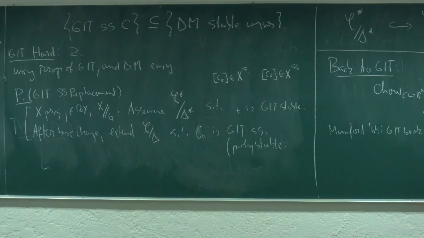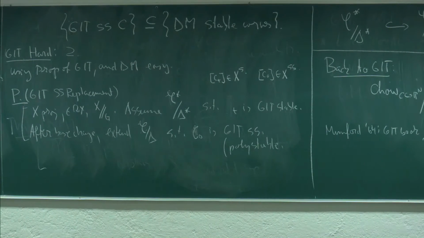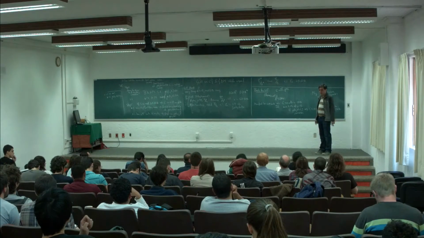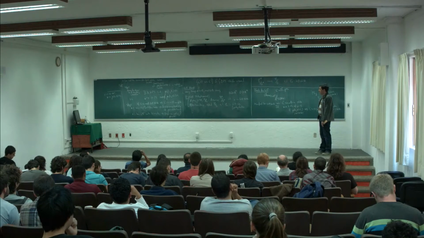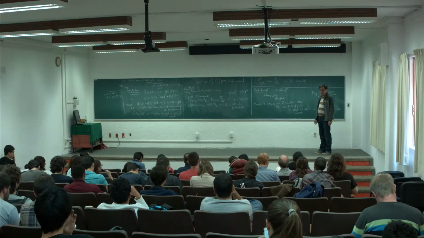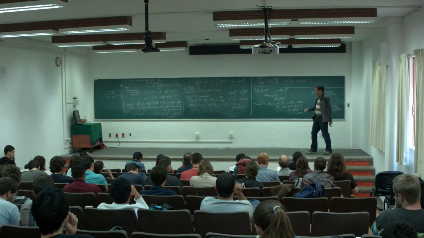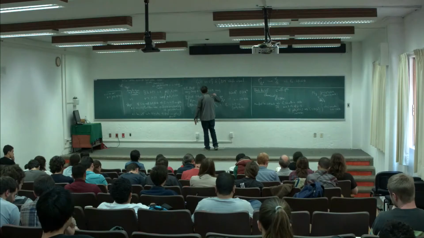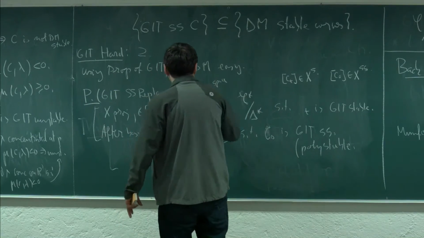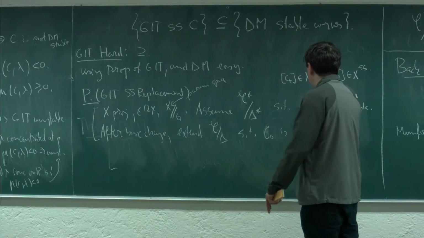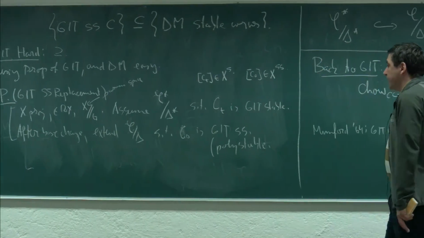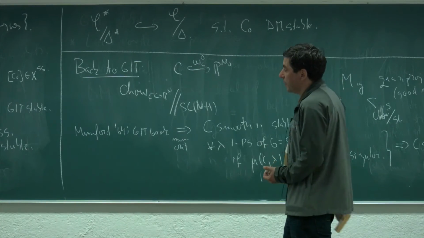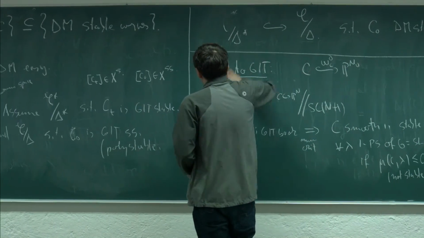So I was using X with two meanings. X is whatever the parameter space where I'm doing the GIT, and then I'm taking the family. Is it clear now? So X is the parameter space, say parameter space for curves. This is the quotient. And I'm assuming that each fiber is GIT stable. And after the base change, I can extend it to a family such that the central fiber is GIT semi-stable.